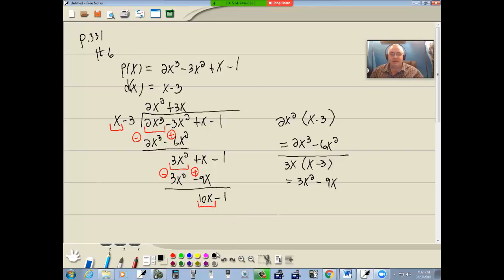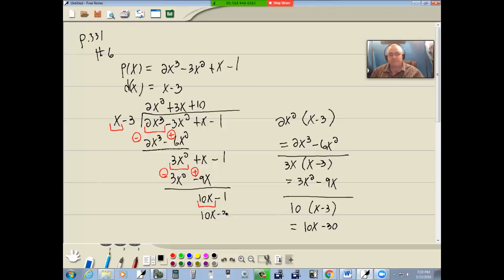Now again, we only look at the first term of each, decide what goes up on top. So you ask yourself, what times x gives you 10x? And that'd be 10. Now whatever you put up on top, you multiply by what's out in front. So I'll take 10 times x minus 3. 10 times x is 10x. 10 times negative 3 is negative 30.